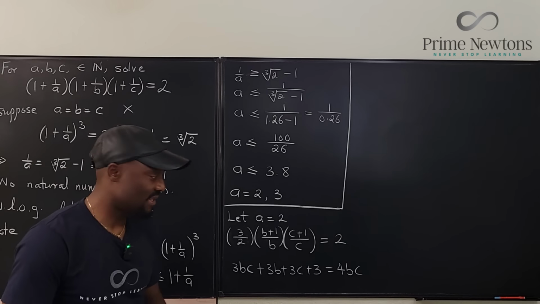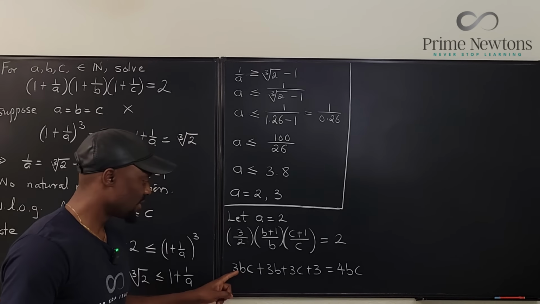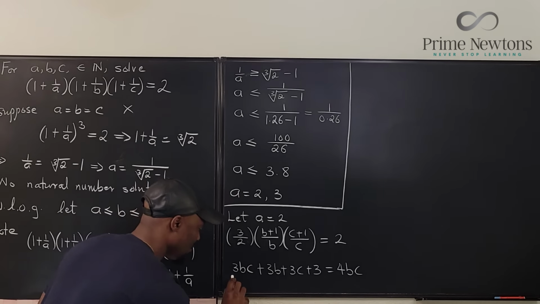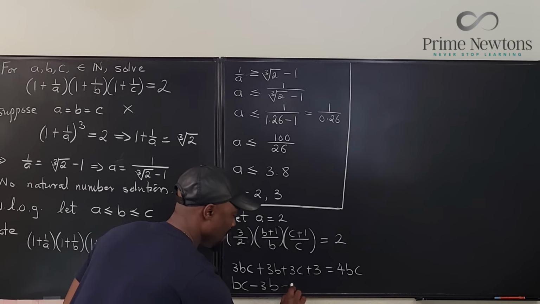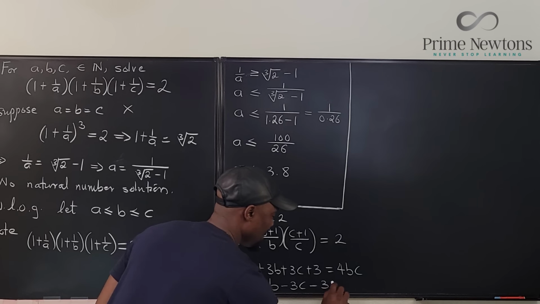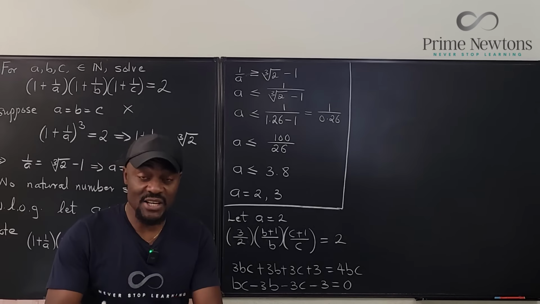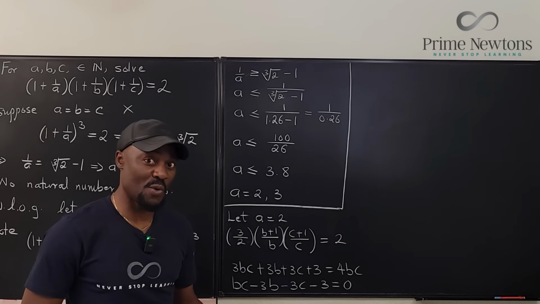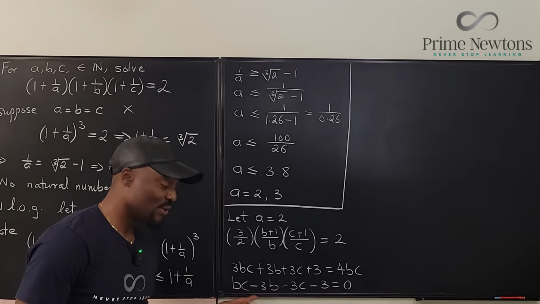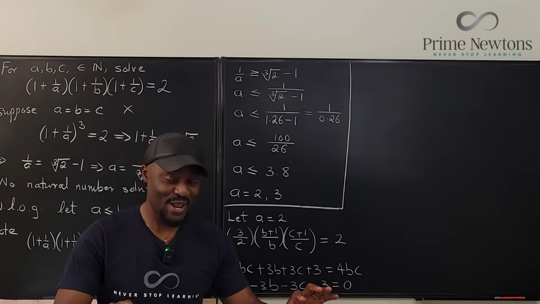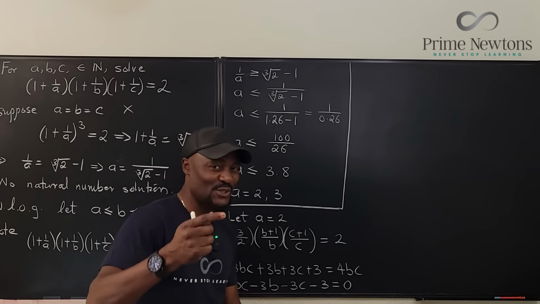Now, if I clean everything up, if I move everything to the side, 4bc minus 3bc is going to give me bc. So I'm going to get bc minus 3b minus 3c minus 3 is equal to 0. Nice. Now, my intention is to be able to solve this equation for natural numbers. It is always easy to solve this. Okay, one equation, because you're using natural numbers, no decimals, no irrational numbers, it's always easy.